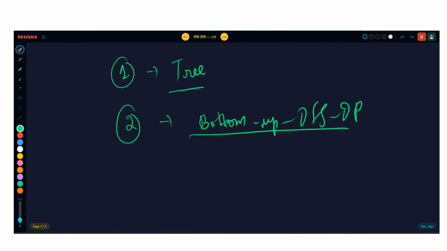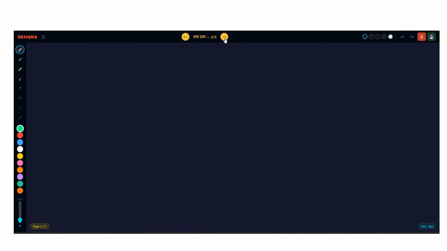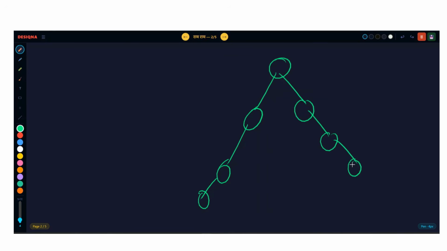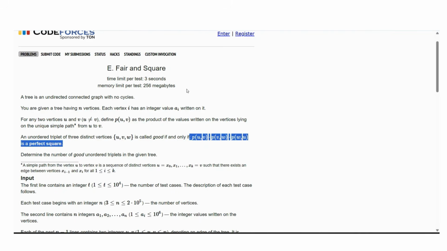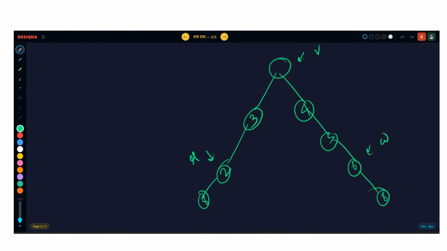Okay, so there can be a tree like this. Let's say this is the node U, this is the node V, and this is the node W. And let's say the values are 2, 3, 4, 5, 6, 8, 8. What can be the values of the numbers actually? 10 raised to 6. Okay, fine. And let's say V is 9.